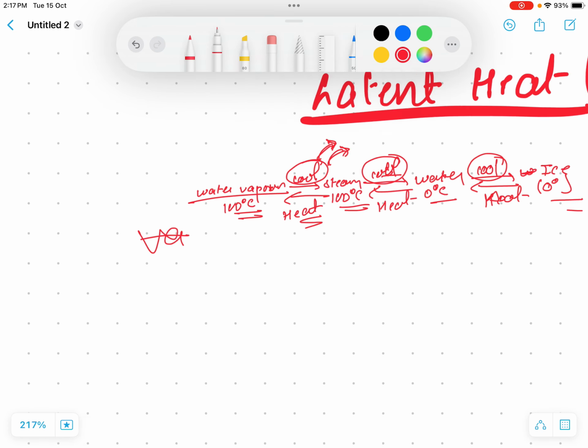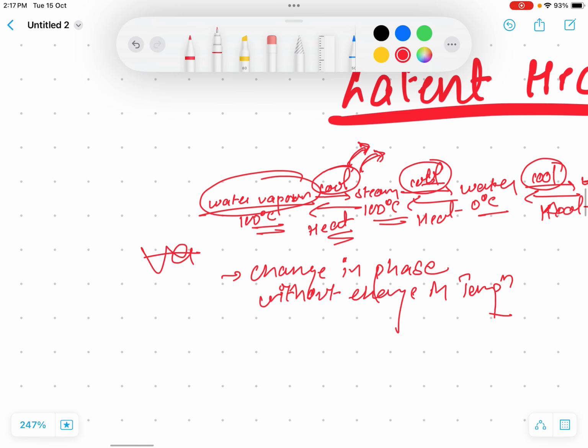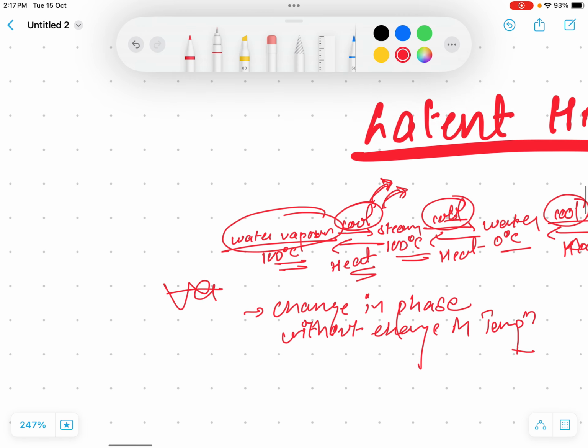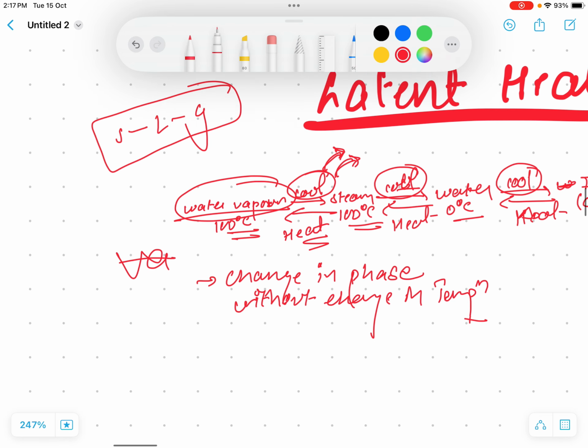It is actually the change in phase without change in temperature. First it was vapor, which is steam, the vapor phase. There are three phases: solid, liquid and gas, right? Solid, liquid and gas. So we are changing the phases without changing the temperature.